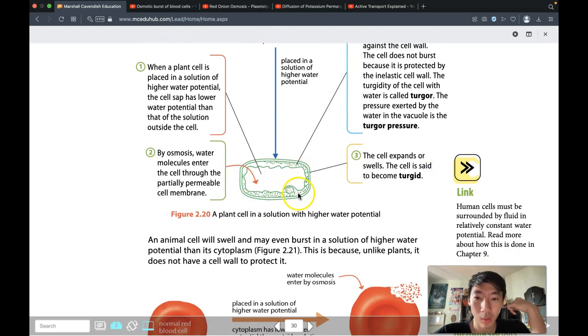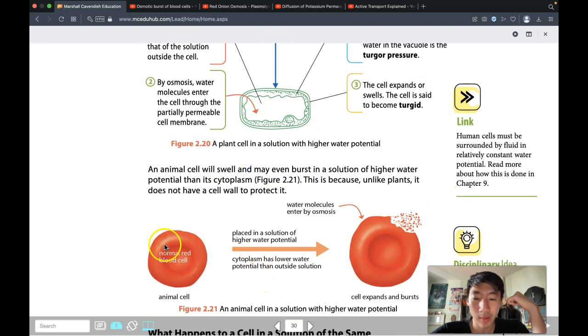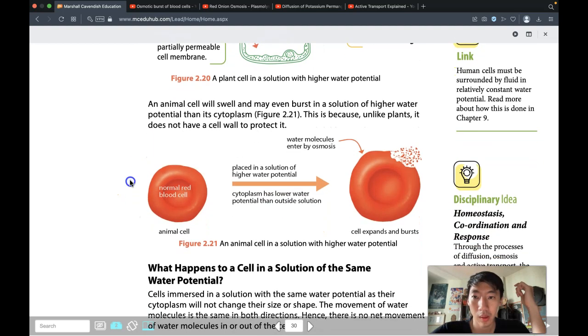Okay, so this is what happens when you put a plant cell into a solution with high water potential. For example, distilled water or pure water. Now, if you compare this plant cell to the animal cell, we will see a huge difference. An animal cell will swell up and may even burst when put into a solution of higher water potential than the animal cell, right? Because unlike the plants, it does not have a cell wall to protect it.